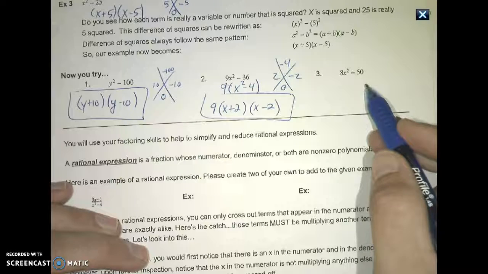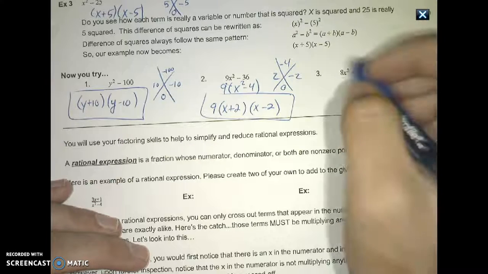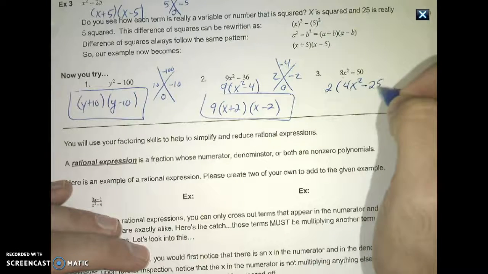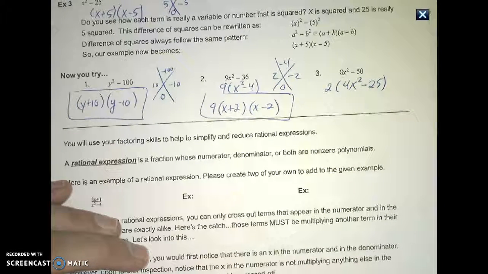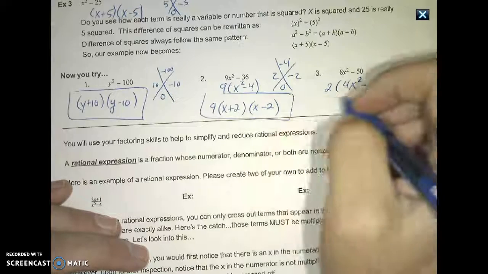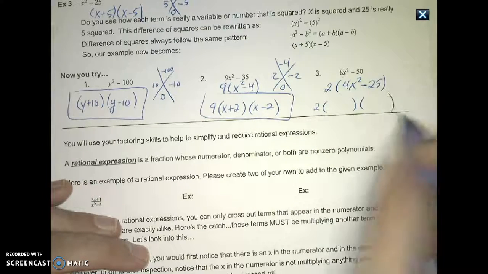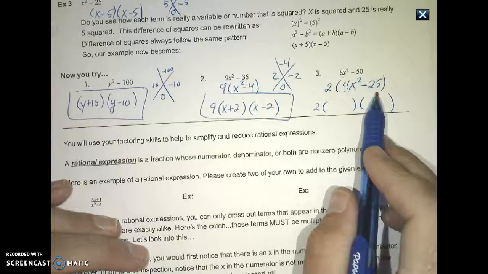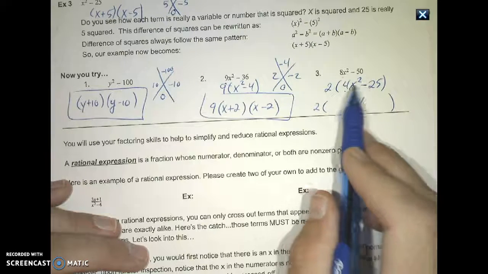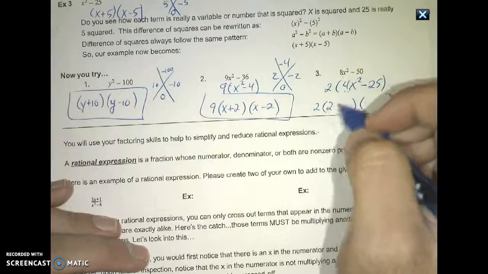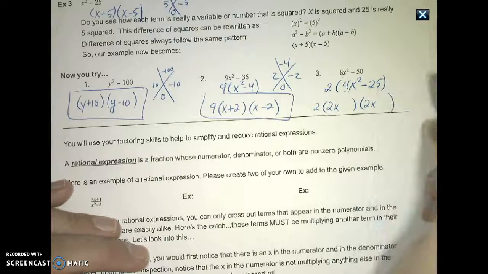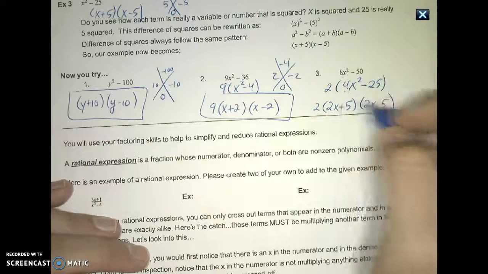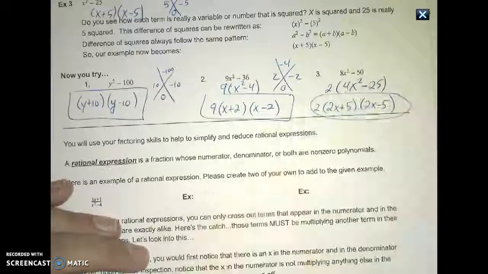Finally, number 3, what number can go into 8 and 50? Well, you can take a 2 out. I'm left with 4x squared minus 25. This one's a little trickier, and there is a shortcut for this one as well. Since it's a perfect square, can you all see that 4 and 25 are both perfect squares? What is the square root of 4? 2. What's the square root of 25? 5. And you put plus or minus, and you're all set.